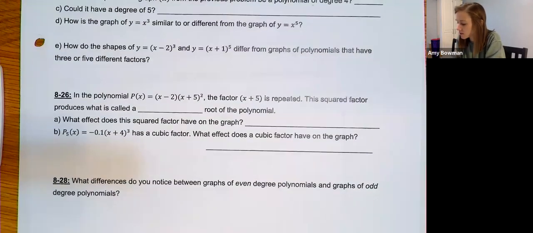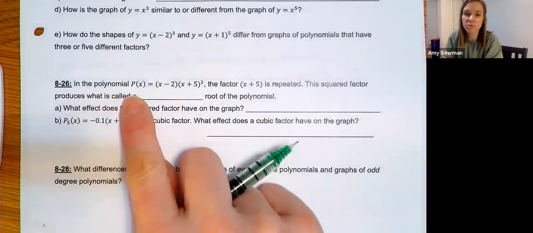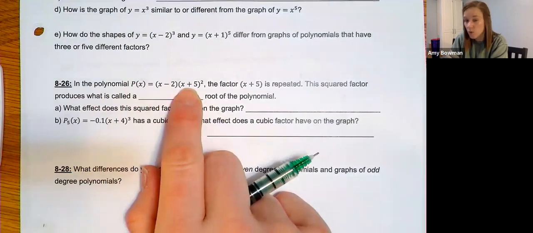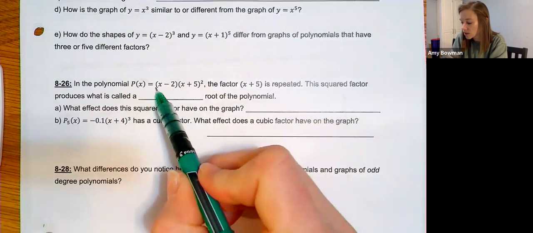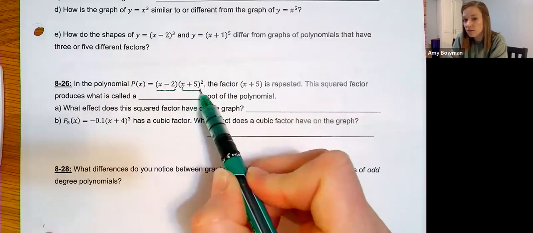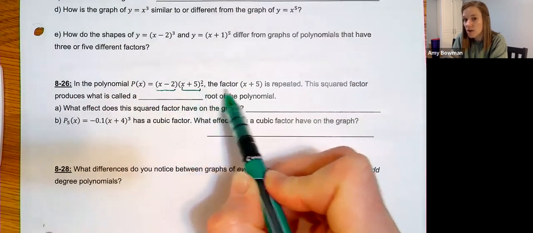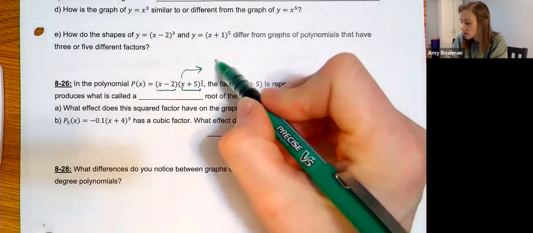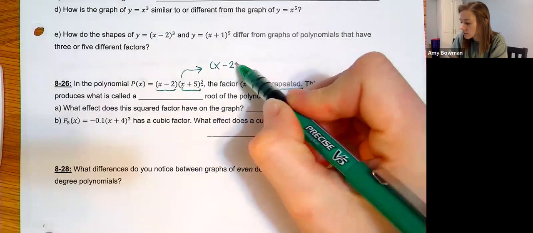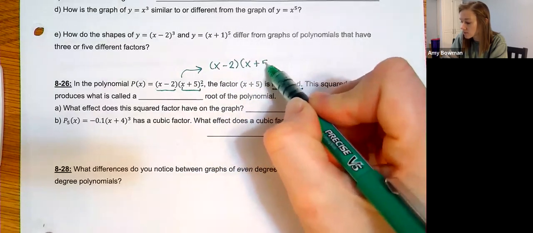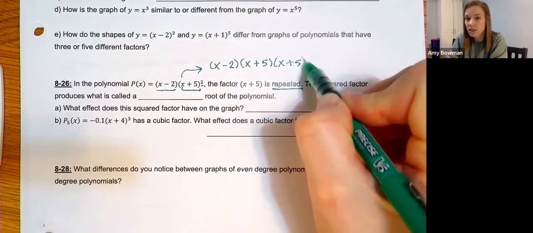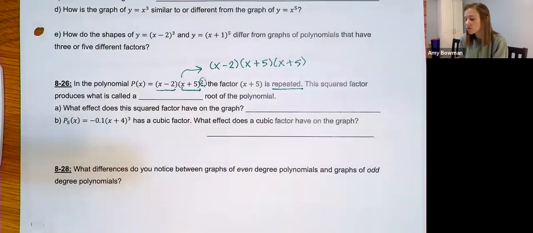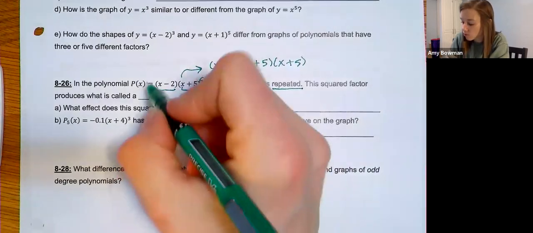All right. So in this polynomial, in problem 26, we have p of x equals x minus 2 times x plus 5 squared. So we have two factors here, but this x plus 5 is squared. So it means that it's repeated. Or in other words, if I wrote out, instead of writing it as x plus 5 squared, you can think of it as x plus 5 times x plus 5. So that's what it means repeated. It's got that square with it. So that square right there means it's called a double root.